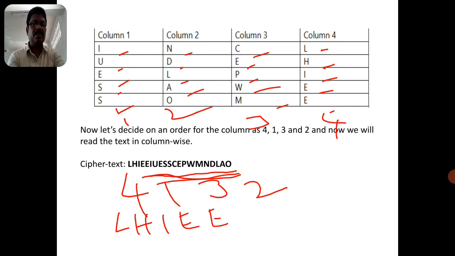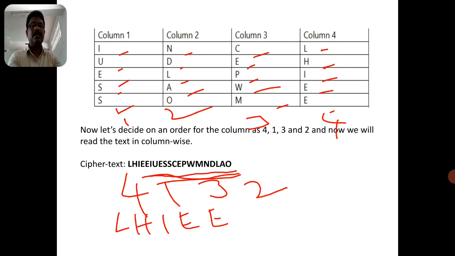So what is the ciphertext? The first column order is LHIEE, and the second one, 41, the first column is IUESS, and the next one, the third column data, is CEPWM, and the last one is the second one, which is nothing but NDLAO. Now you have to observe that all the message should be taken in this order, 4132.